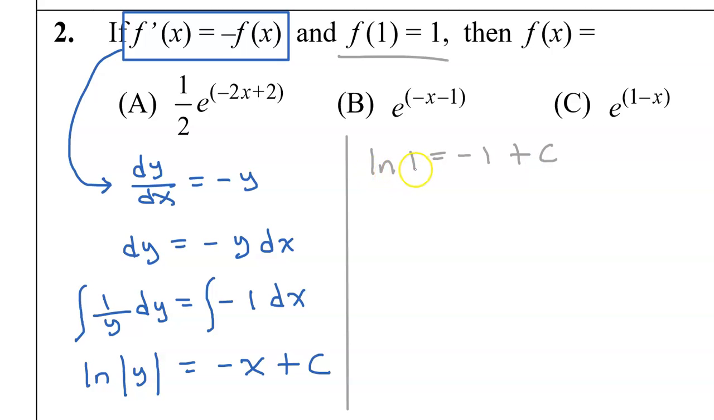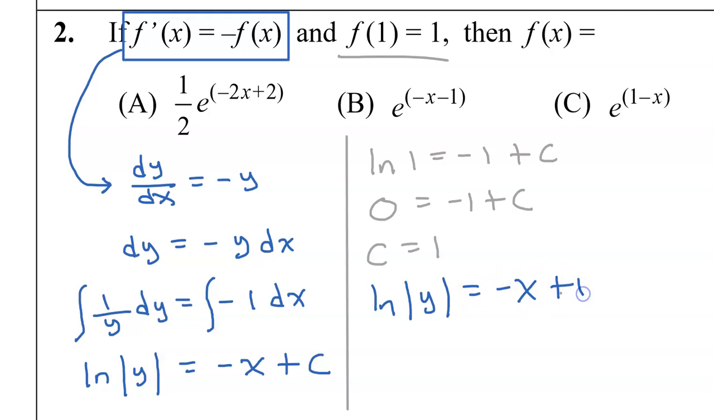But the natural log of 1 we know to be 0. So we have this. Adding 1 to both sides, we find out that c is equal to 1. Let's substitute 1 in for c right here. That gives us the natural log of the absolute value of y is equal to negative x plus 1.